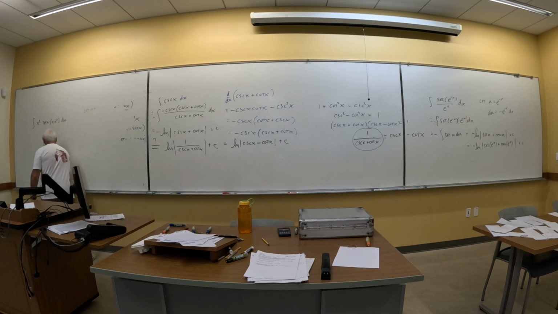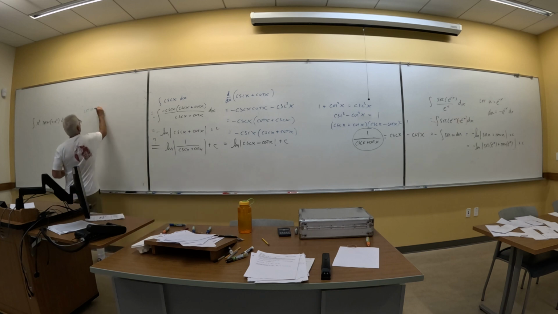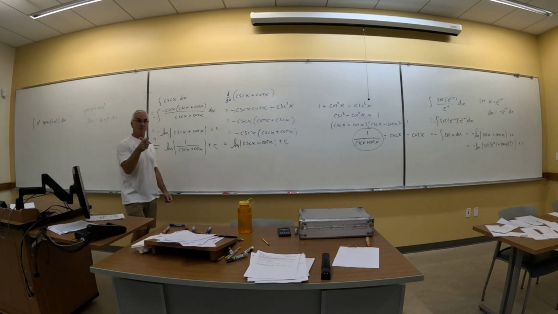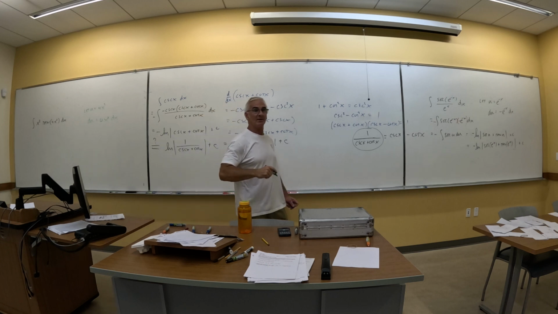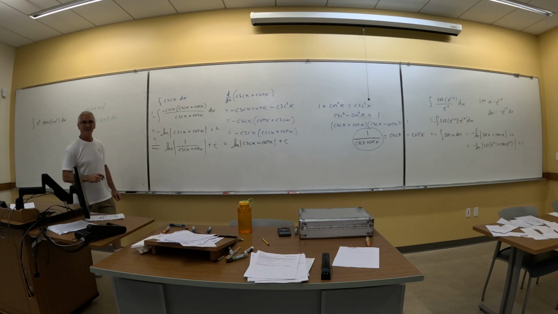So let u equal what? 4x cubed. And then du is 12x squared dx. I am not worried about the 12, I'm worried about the x squared. Do I have x squared in my integrand? You do. I do. You found it.